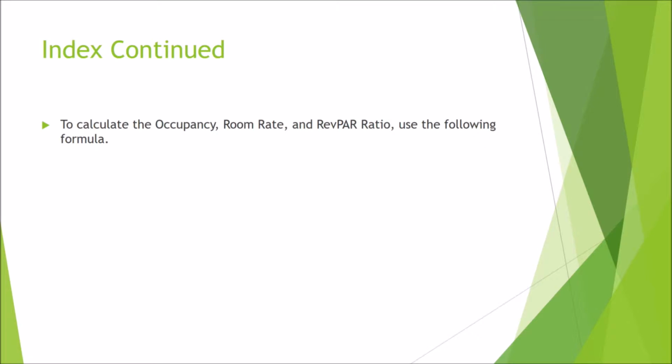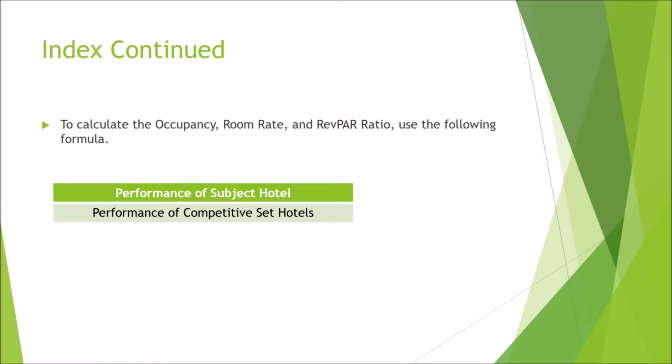To calculate the occupancy, room rate, and RevPAR ratio, use the following formula. Performance of subject hotel divided by performance of competitive set hotels, which equals index.